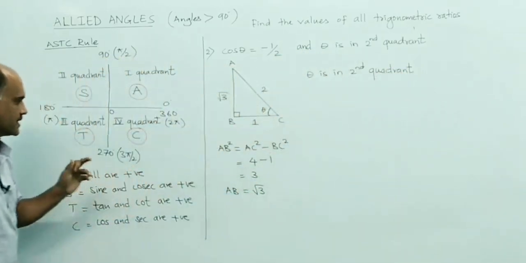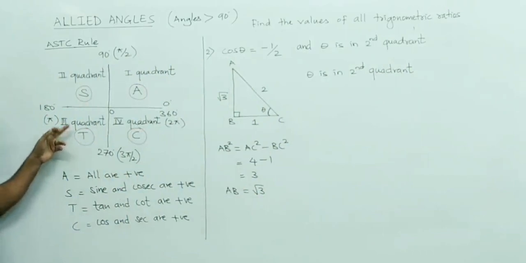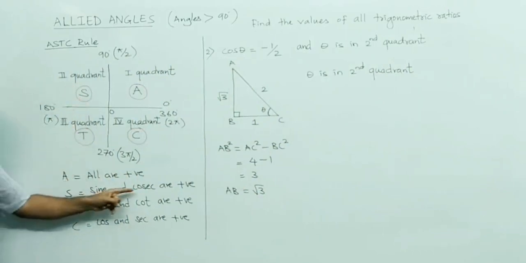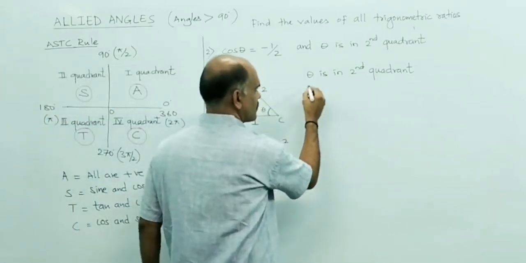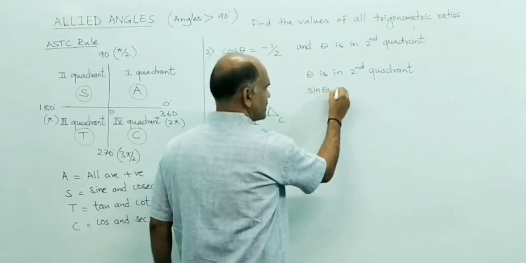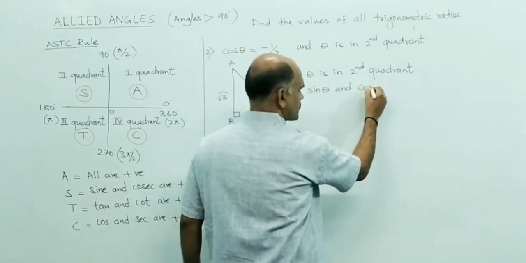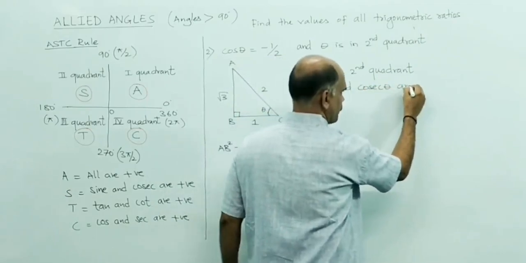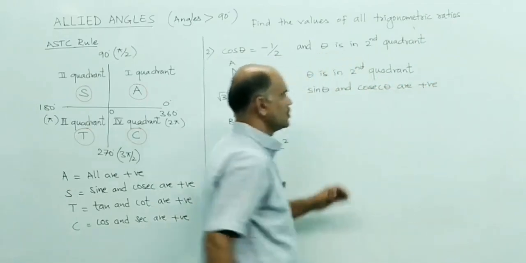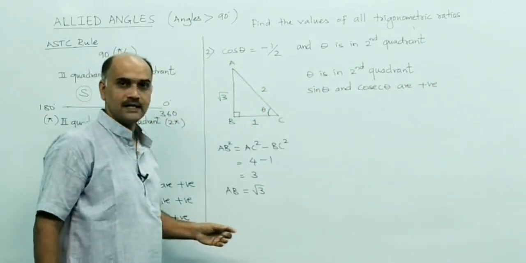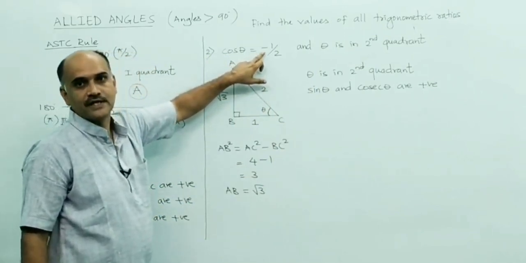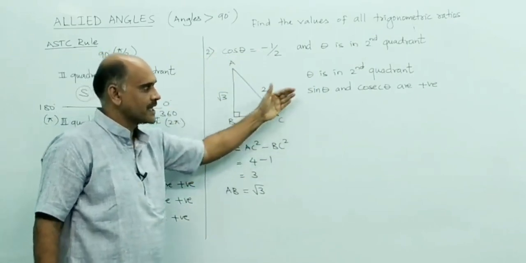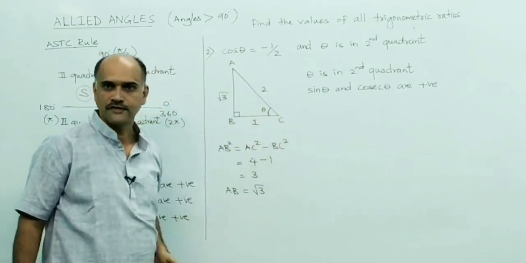Now again see this, second ASTC rule. In second quadrant sine and cosec are positive. So theta is in second quadrant, so you have sine theta and cosec theta are positive, while all other functions are negative. Very good. So that's why he has given it as negative. So now again you are required to find value of all the functions.